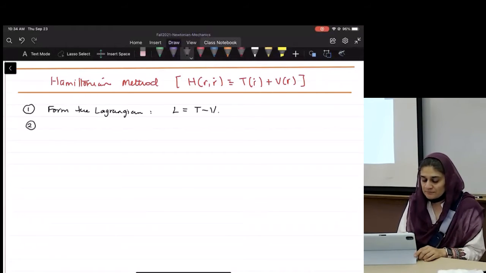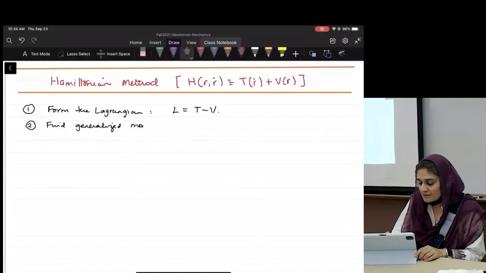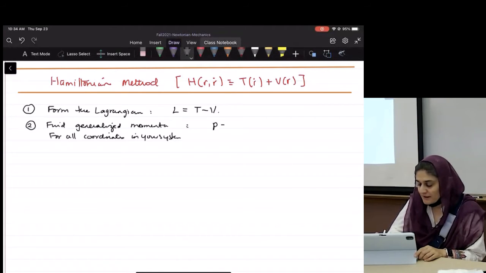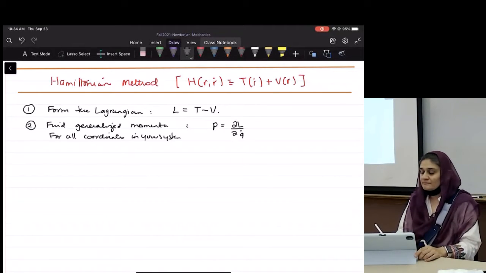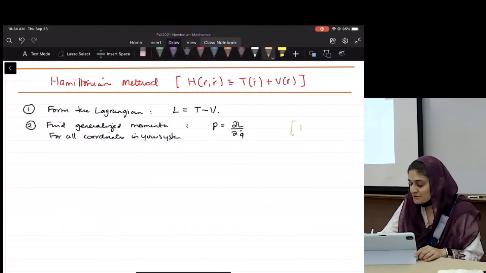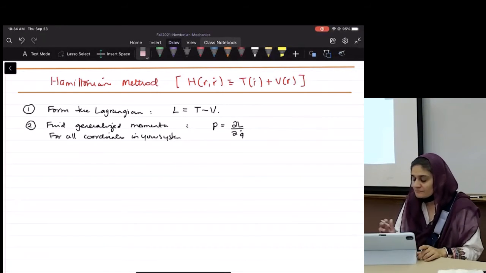Step number two: find generalized momenta for all coordinates in your system, which means you're going to find partial L over partial Q dot. What that means is you're just going to find partial L over partial V, which is mV, right? That's all it's saying. But we'll get to that.